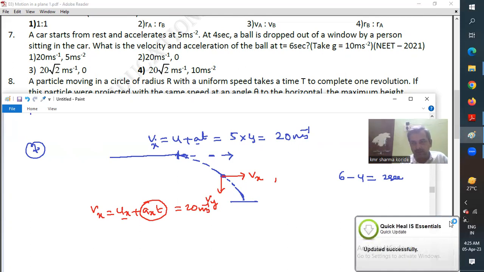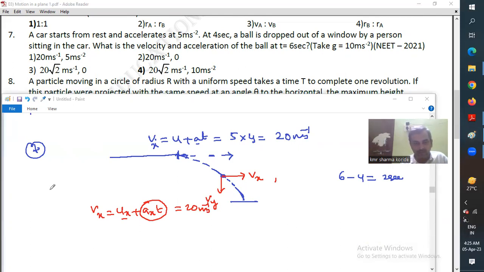When you come to Vy, once again making the same equation, Vy is Uy plus Ay t. Within 2 seconds, it moves under gravity without any velocity in the vertical direction at the time of dropping from the window of the car. So this is g times 2, which is 20 meters per second.